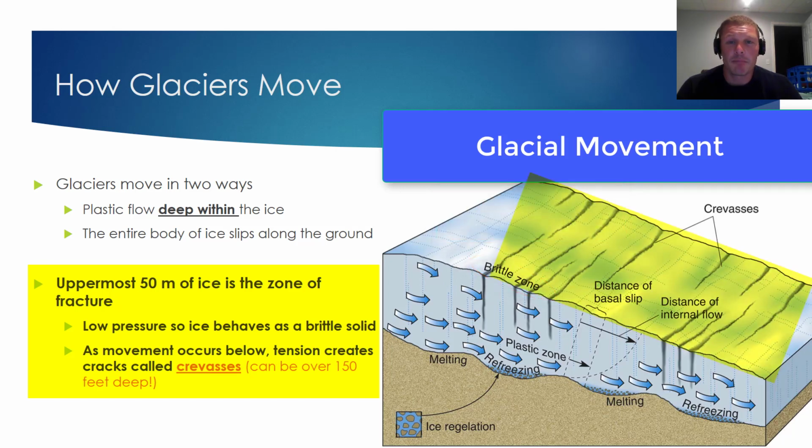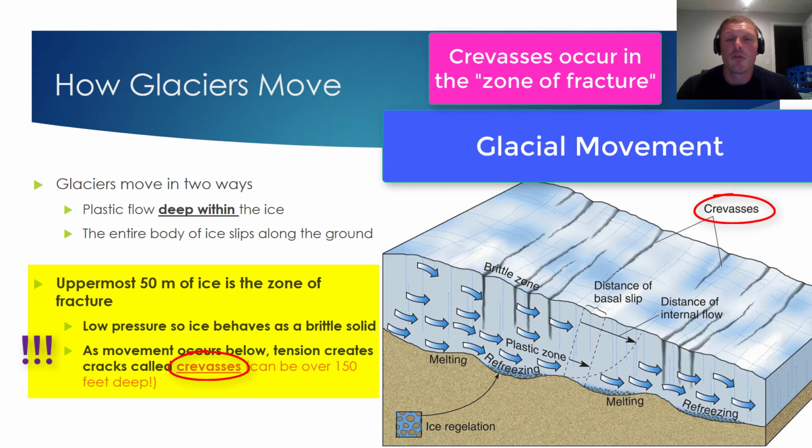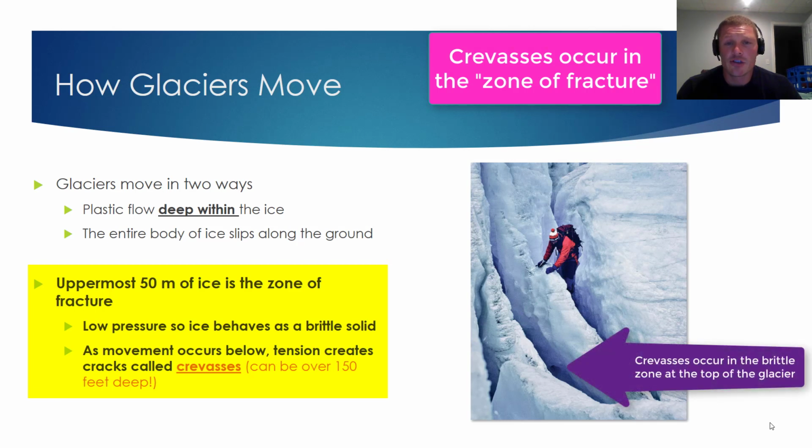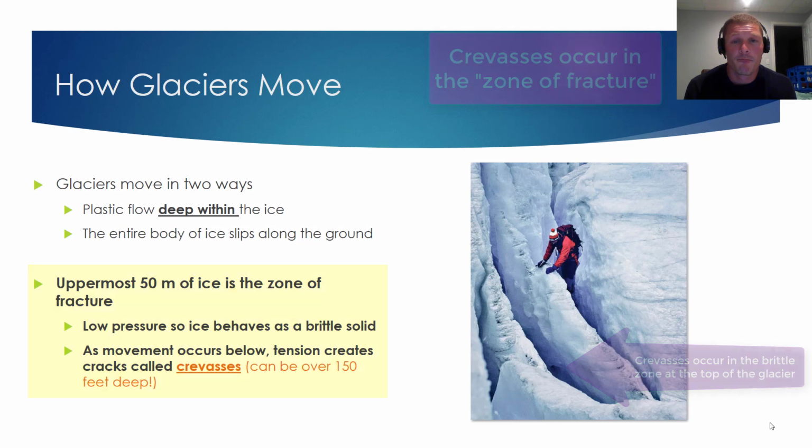When that happens, the top layers in the ice can crack, and those cracks in the top layer that form due to the movement of the glacier are called crevasses. They can be over 150 feet deep, so you would not want to fall into one of those. These crevasses in the top portion of the glacier can make travel across glaciers extremely dangerous.